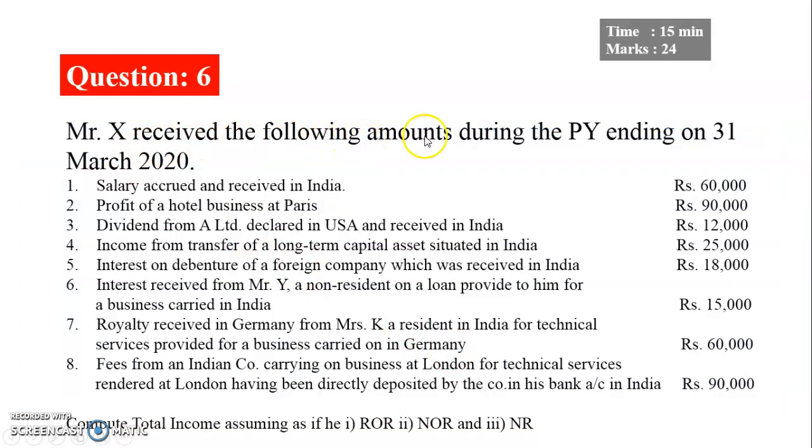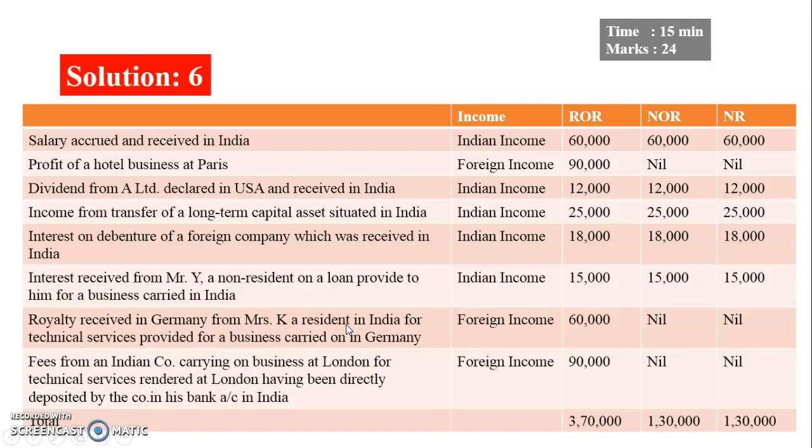Mr. X received the following amounts during the previous year, and these were the amounts. So salary accrued and received in India, very simple, Indian income chargeable to all. Profits of a hotel business at Paris. Since it is a business which is there in Paris, it is foreign income, and foreign income is only chargeable to tax in case of ROR. In the NOR condition also, business is entirely in Paris, so it will be nil, here also nil.